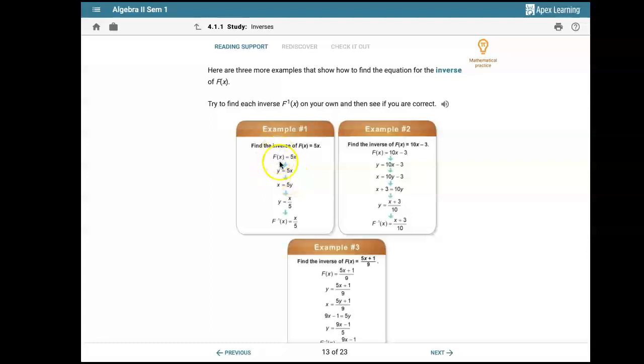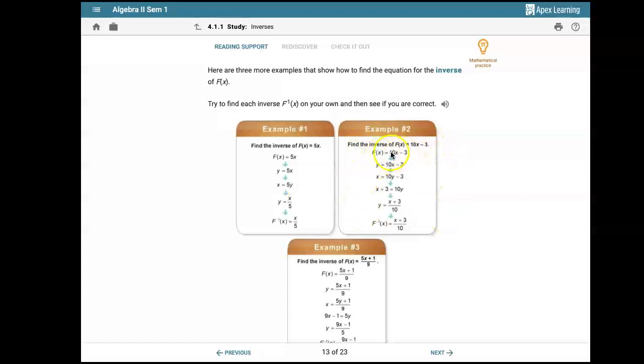After we change our f of x into y, we flip our x and our y, right? And we end up solving again for y. So again, to get that 5 away, we have to divide by 5, right? Then we get our equation is equal to y equals x over 5. And then we replace our y with our function. But again, it's not f of x, it's f to the negative 1 of x. All right. Same thing with the inverse here.